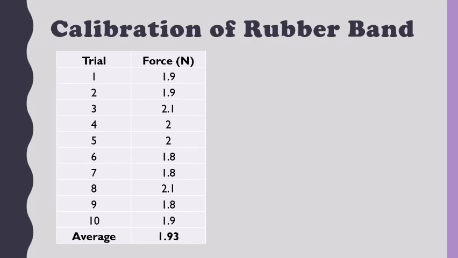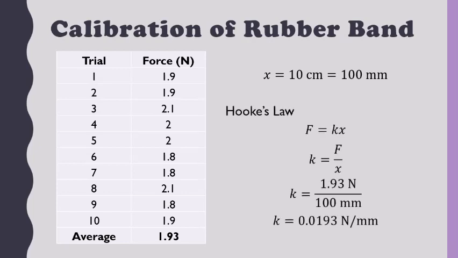To find the rubber stiffness, the measurement is done repeatedly up to 10 trials. Here is the data of all the 10 trials. And as I mentioned before, the displacement is 10 cm or 100 mm. Using Hooke's law, with F, the rubber force, equals K, the rubber stiffness, times X, the displacement. Thus, K is equal to F over X. In this case, K is equal to 0.0193 Newton per millimeter.